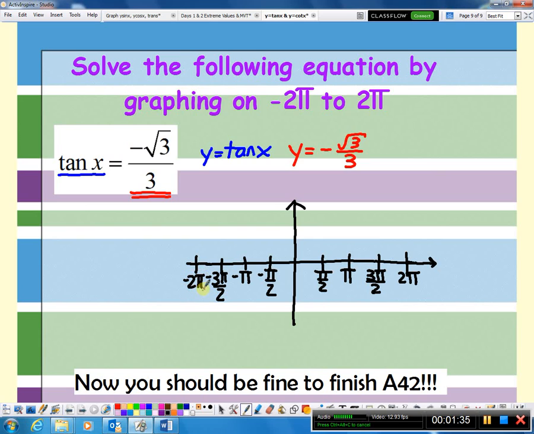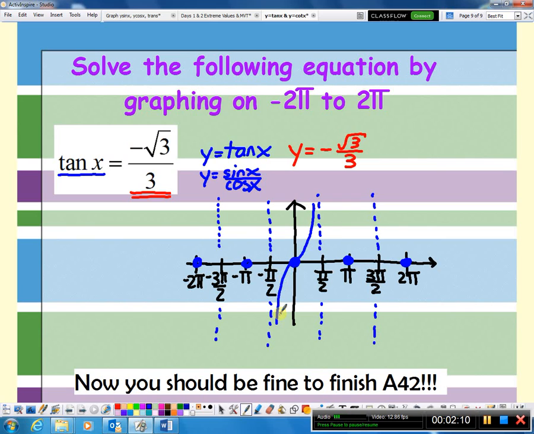Now remember, I know that y equals tangent x is sine x over cosine x. So whenever the top, sine x, equals 0, you're going to have roots. So this is just a review of what we've done in class. And wherever the bottom, cosine x, equals 0, you're going to have your vertical asymptotes. And I remember that this graph is increasing in shape, so I'm not going to reinvent that wheel. I'm just going to sketch it fast.